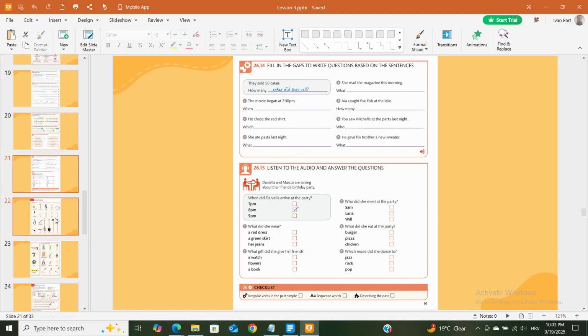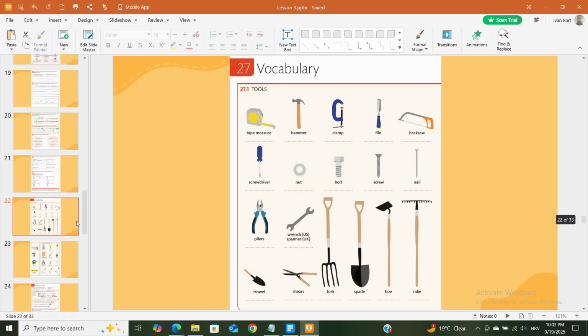27 Vocabulary. 27.1 Tools. Tape measure, hammer, clamp, file, hacksaw, screwdriver, nut, pliers, wrench (US), spanner (UK), bolt, screw, nail, trowel, shears, fork, spade, hoe, rake.